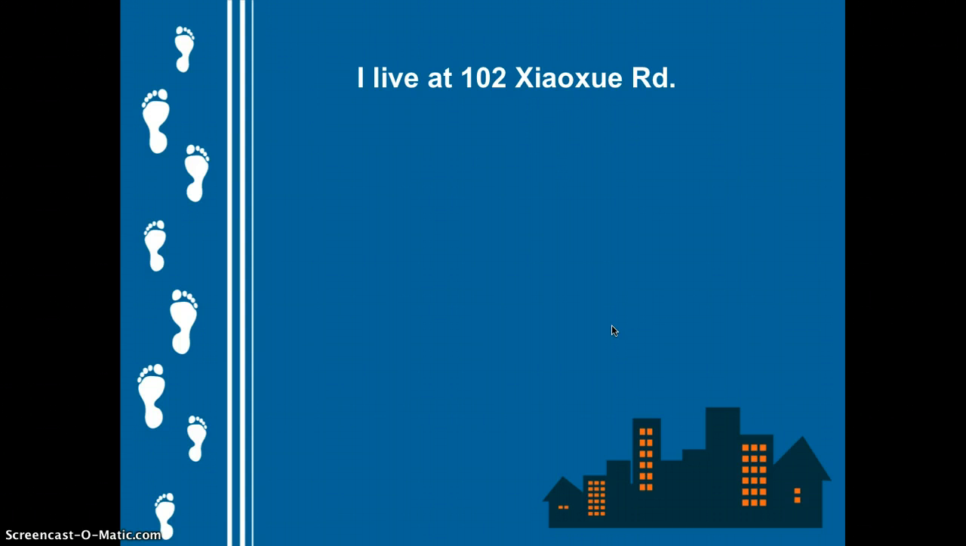Let's just put them together. So we have learned every component of this sentence. So I is 我, right? Live is 住, at or on is 在, right? And this number has 3 digits, so we do them individually. Don't forget, but we will do the road first.